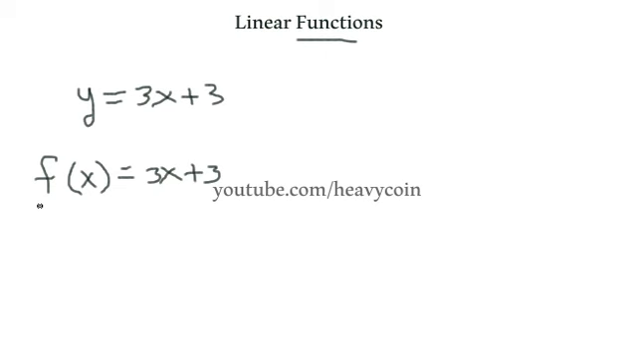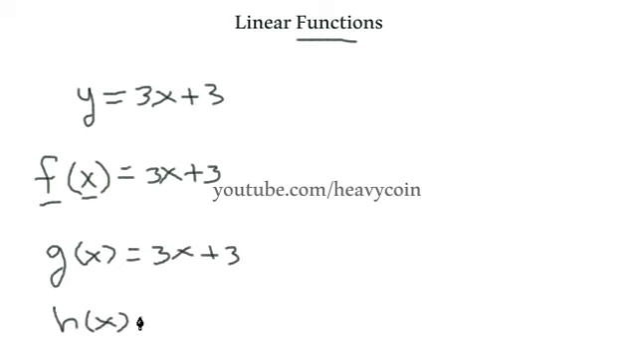And of course, f is kind of overrated, and so is x. We can name our function anything we want. Sometimes we name them g of x is equal to, let's say, 3x plus 3. Or we can name it h of x, and I'll make this one look different. How about just h of x is equal to 2x? We could name it m of x is equal to, let's say, a half x minus 1. So this reads m of x.